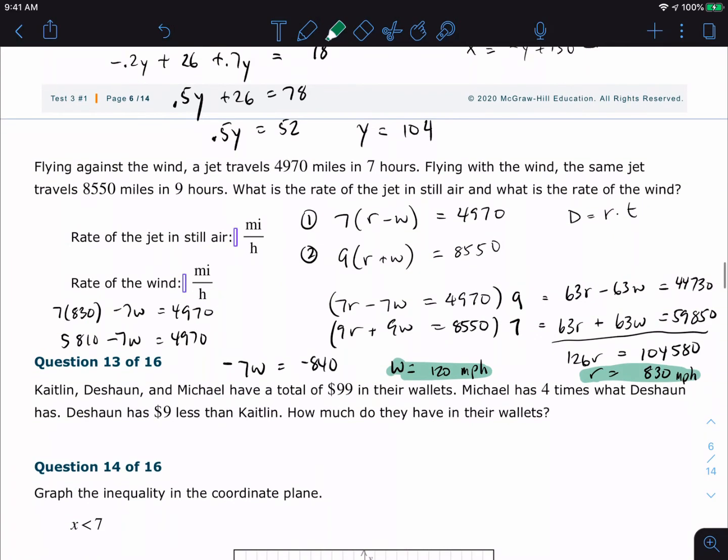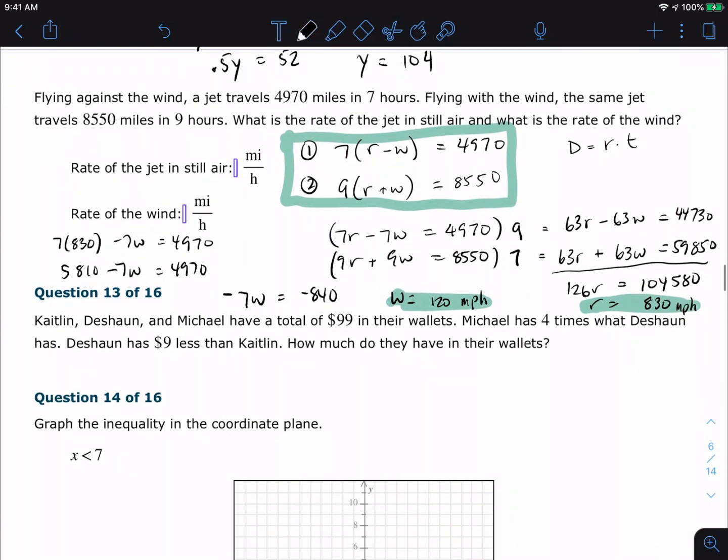So the template to this problem, though, is setting it up. This is the big thing here. If you guys can set that piece up, the problem will fall easily. And one's going to be with the wind and one is going to be against the wind. So when you're against the wind, it's minus W. When you're with the wind, it's going to be plus W. Okay?